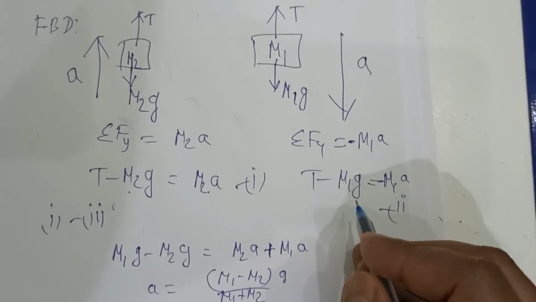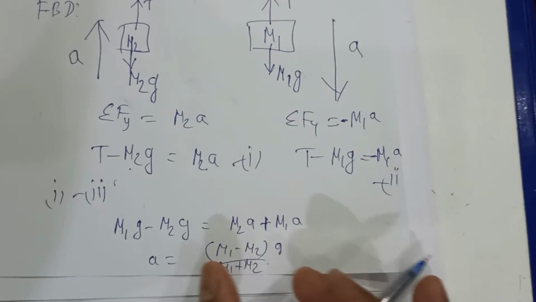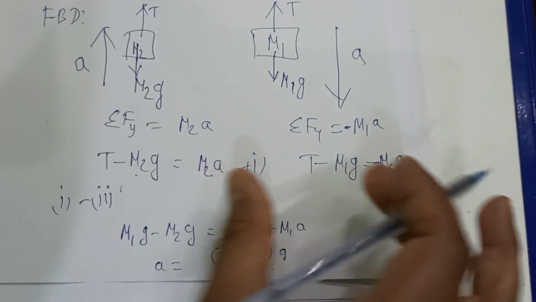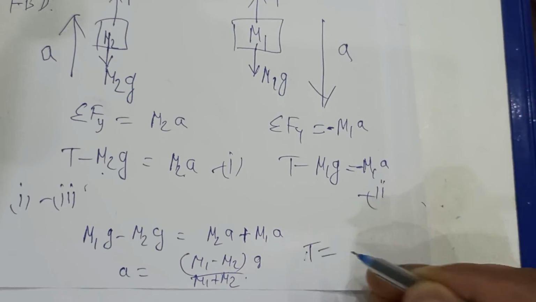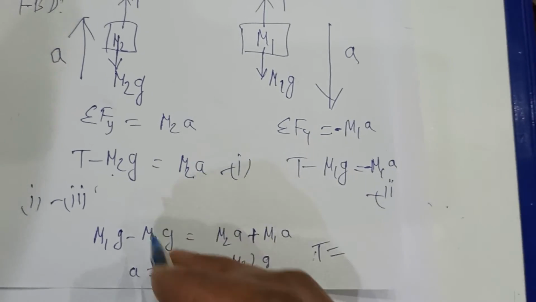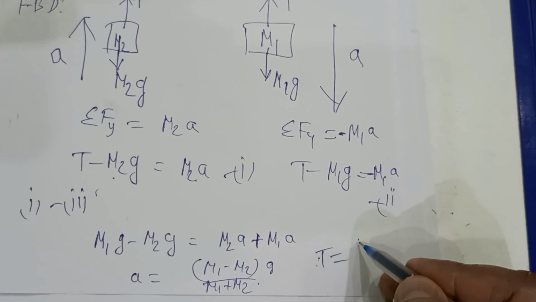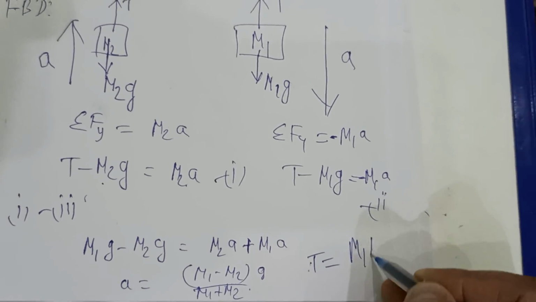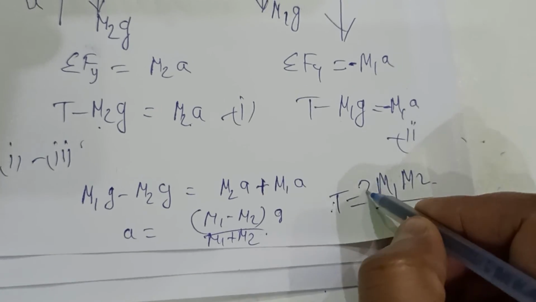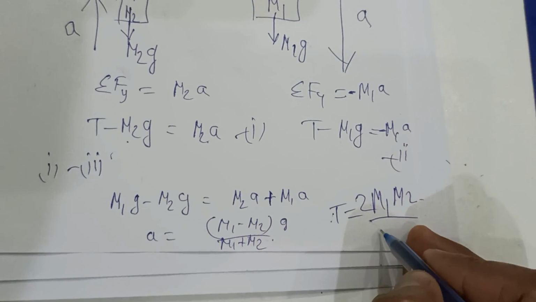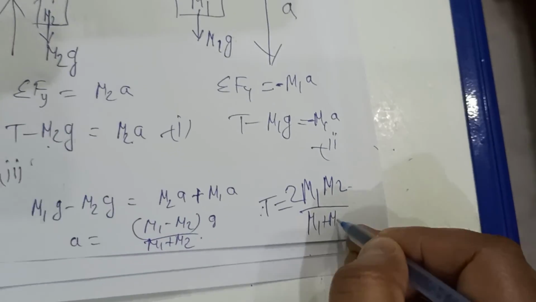So what is the tension here? After putting the value of acceleration a in either of the two equations, we'll get the tension. I leave it to you to work out, and I will just write down the solution. So the tension will be 2 m1 m2 g upon (m1 plus m2).